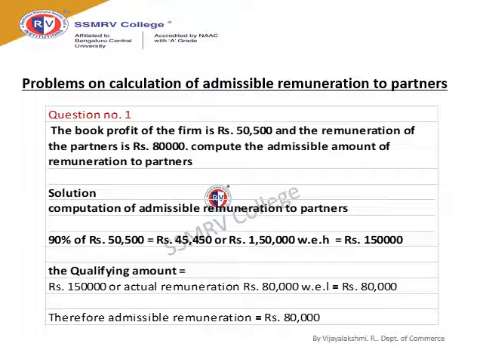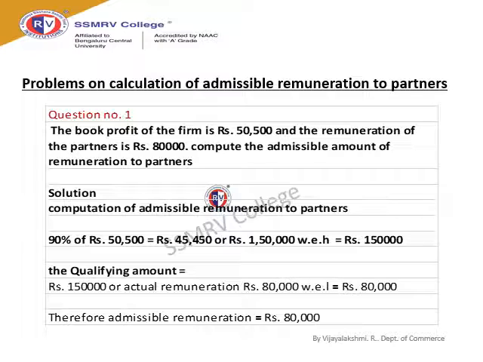Okay. So in this problem, we are given a book profit of 50,000. Students, we can see that the book profit is less than 3 lakh, so you need not go for the slab. You can directly do the problem. Since it is less than 3 lakh, we can compute the admissible remuneration to the partners like this. 90% of 50,000 will be 45,000. So 45,000 or rupees 1,50,000, whichever is higher, will be considered. That is, 1,50,000 is higher, so that amount will be taken.